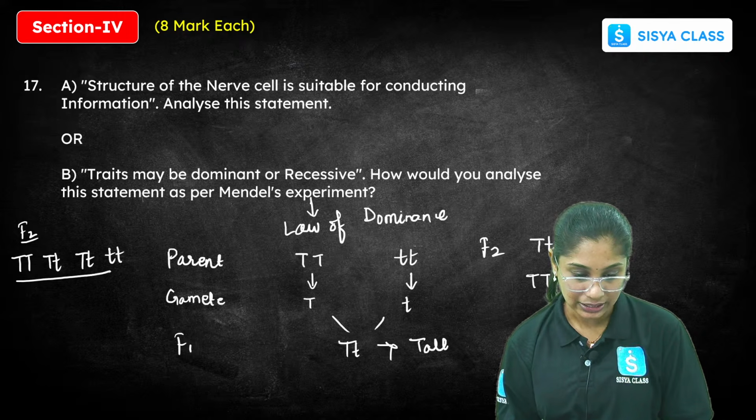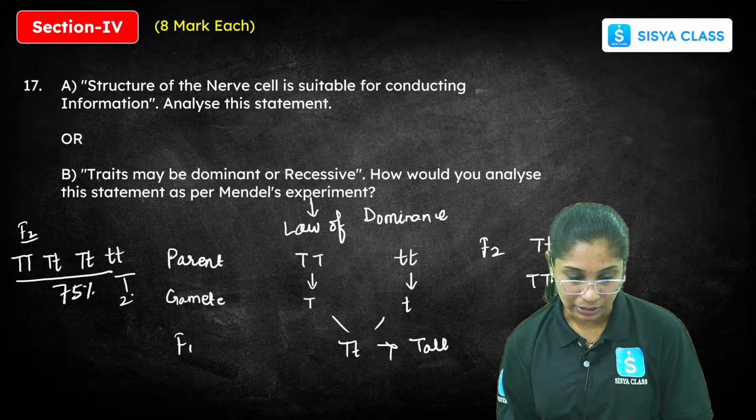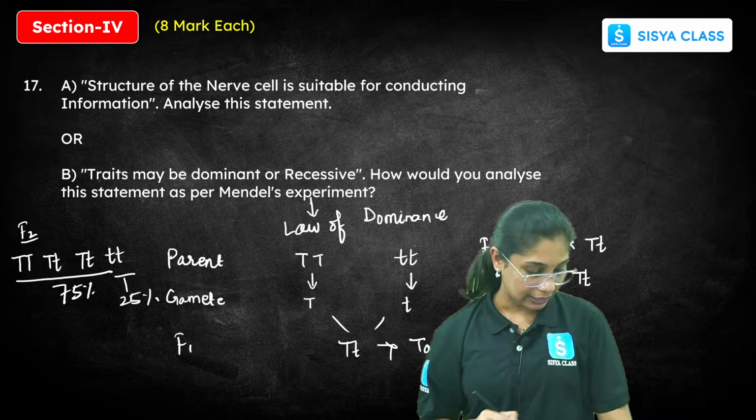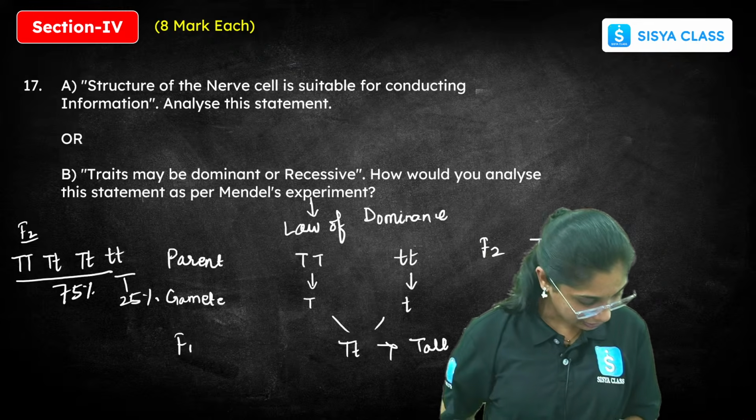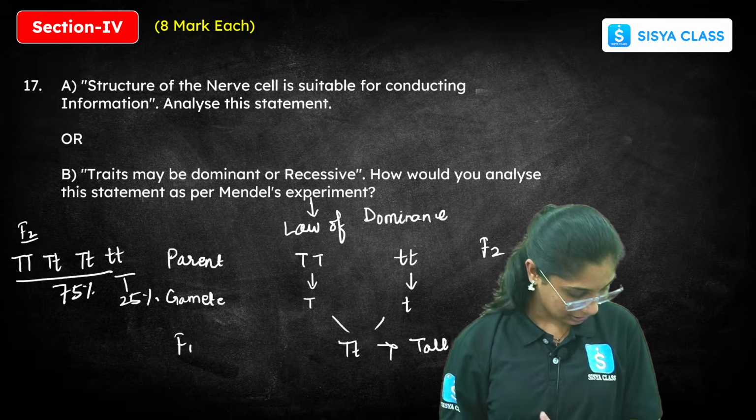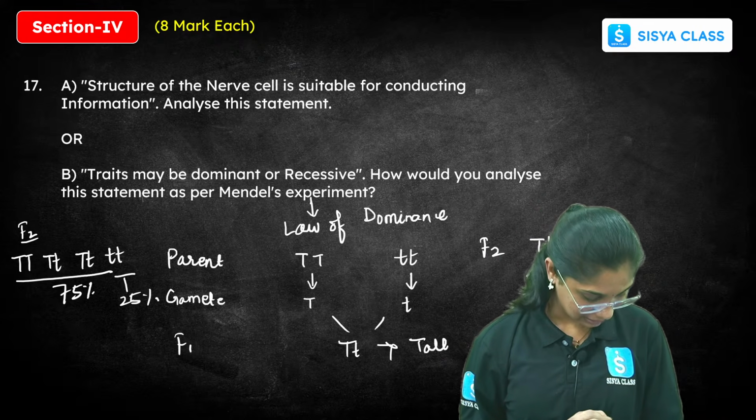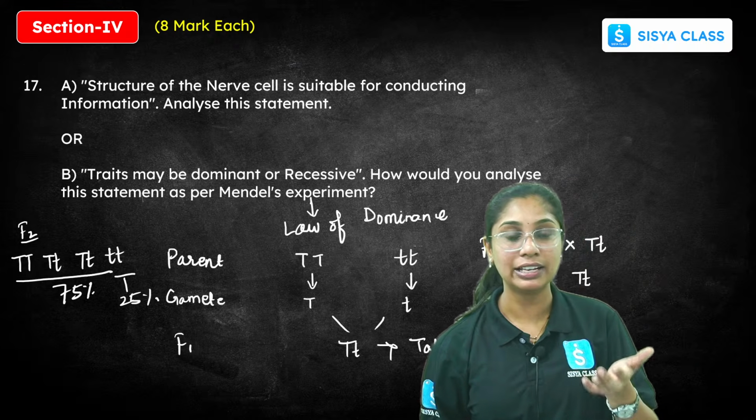If you see here, 75% of it are tall and 25% are dwarf, right? Yes, very good, Sandhya. Yes, 1:2:1. Yes, this is what? Yes, very good. Genotypic ratio, and the phenotypic ratio is?